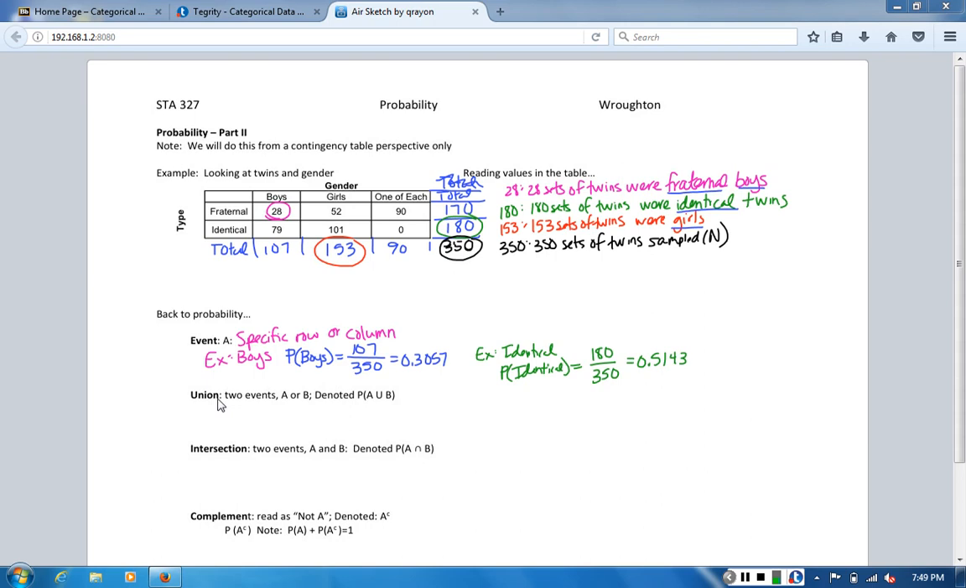We also have what's called a union of two events. And how this can be thought of is A or B.